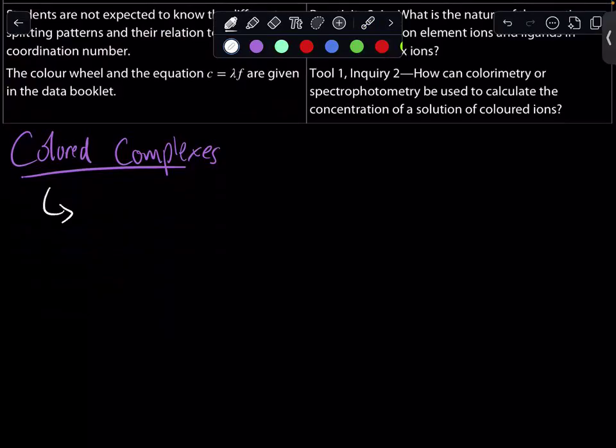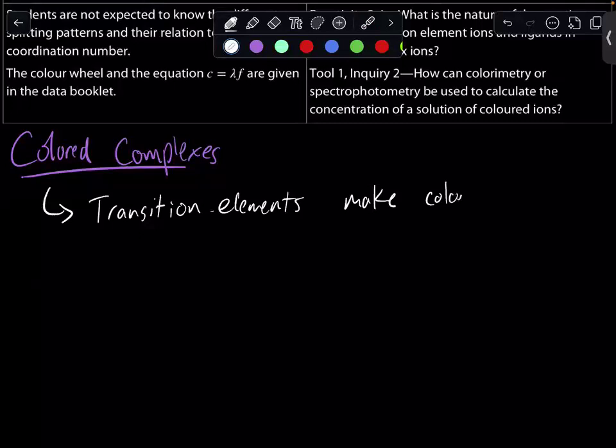First off, this happens when we're often dealing with transition metals. We already talked about how transition elements make colored solutions, often colored solutions. So the big question is why? Why is copper blue or cobalt orangey red? Why do these solutions have color?